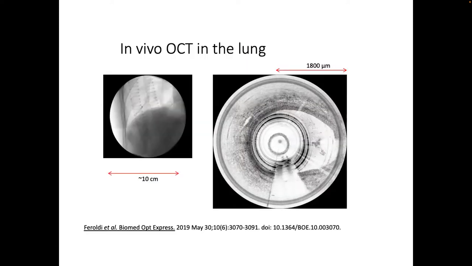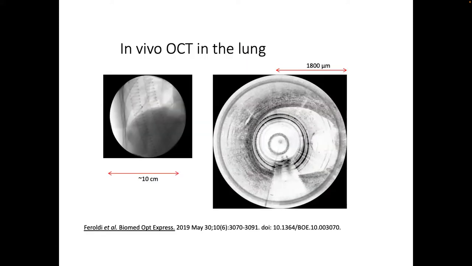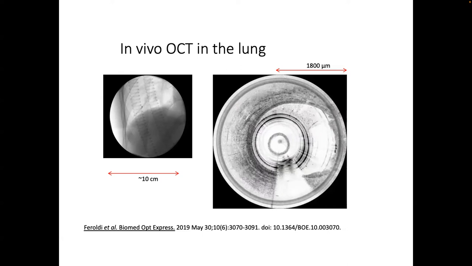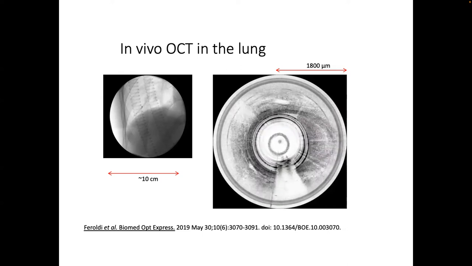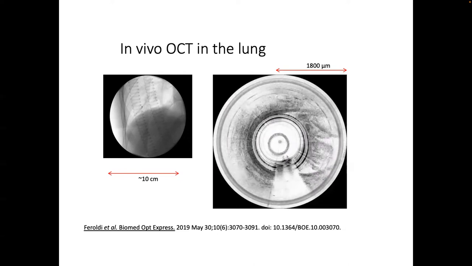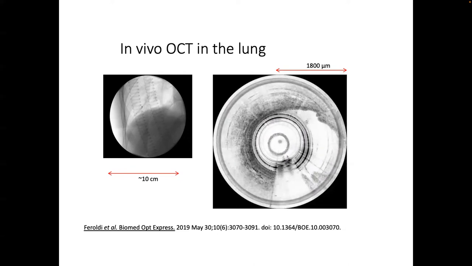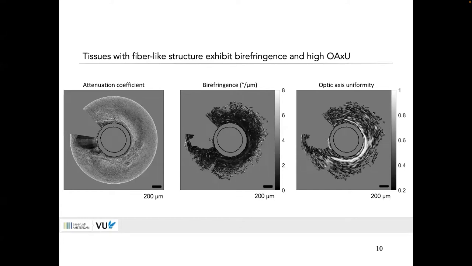And this is then the very first measurement in a patient. The very first time we did it in a lung patient here at the VMC. Lots of paperwork to get this approved, but then hey, there you are. Then what I said, the birefringence and the optic axis uniformity.